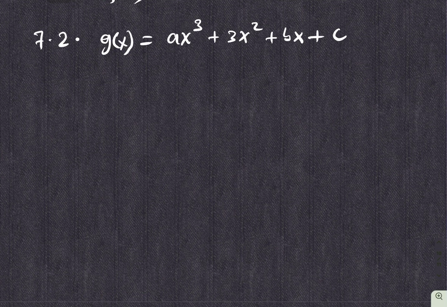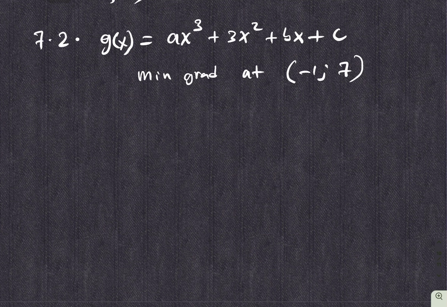What are we given? We are given g of x equal to ax cubed plus 3x squared plus bx plus c. And this graph has a minimum gradient at the point (-1; -7). All right. So for which values of x will this graph be concave up?